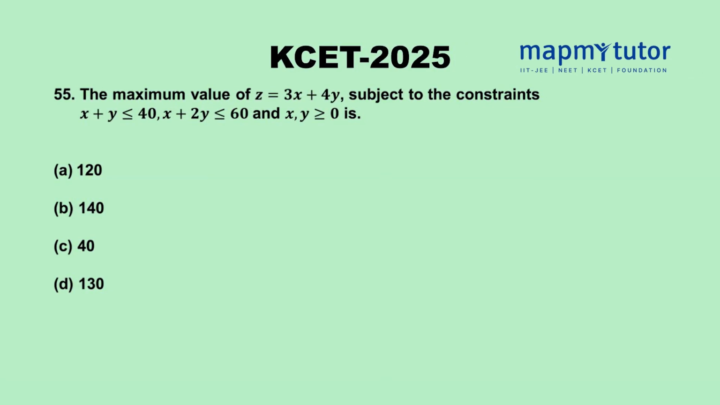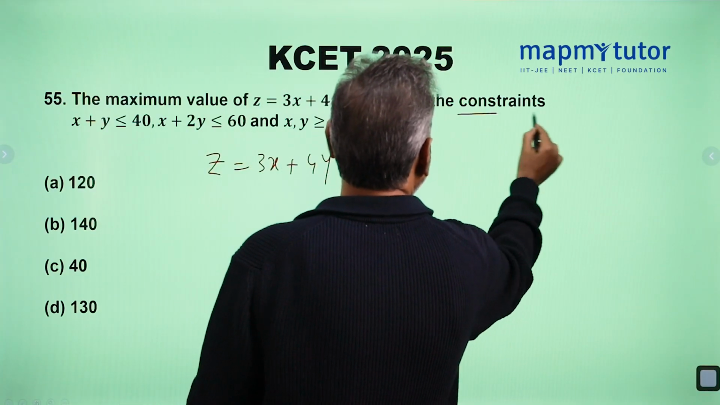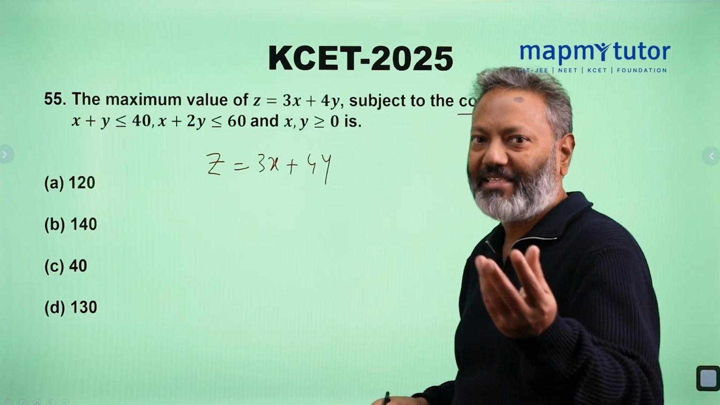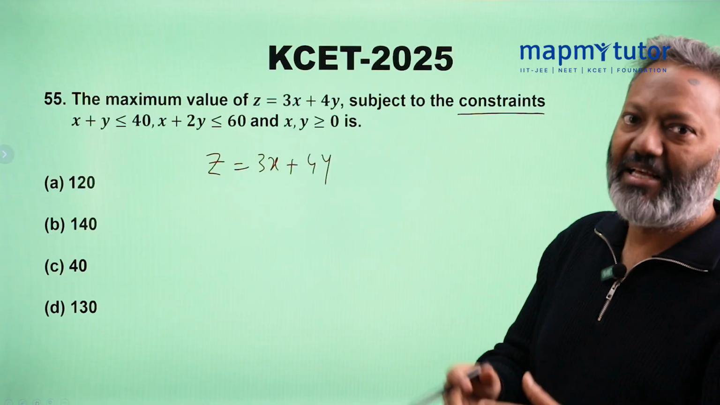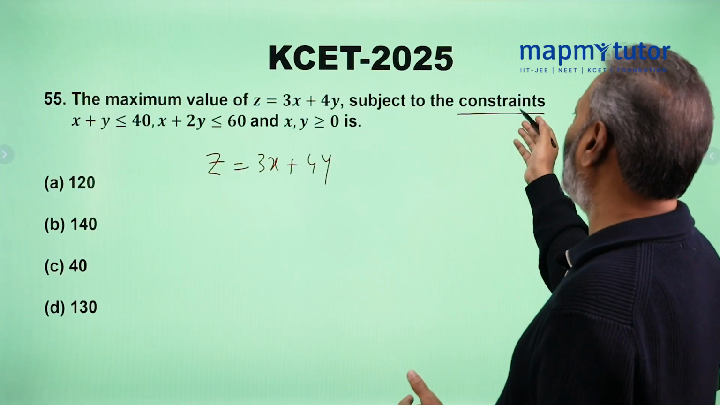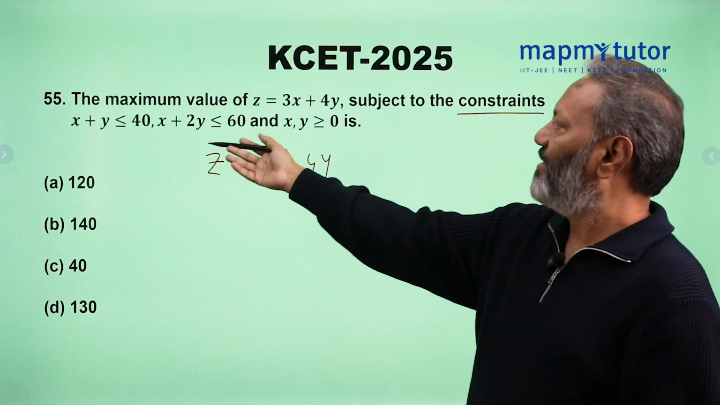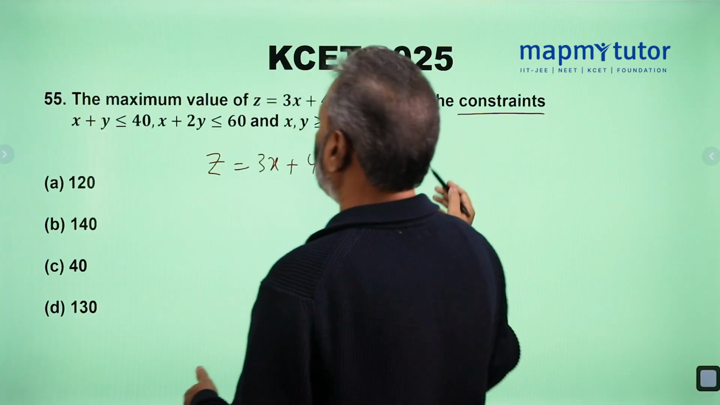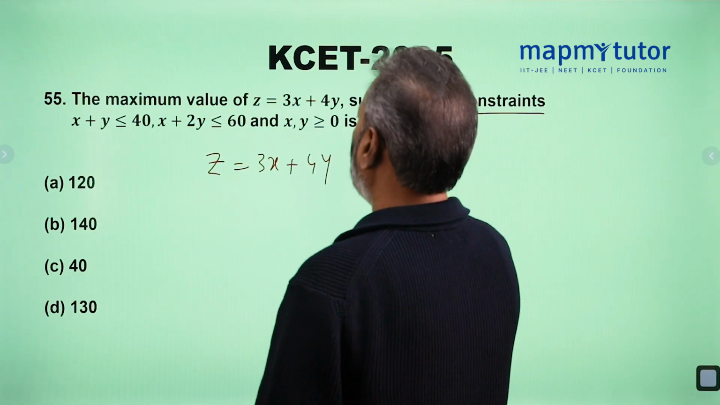The maximum value of z, which is 3x plus 4y, subject to the constraints. See, in the previous question only, they are asking about the conditions, whether they are called constraints or not. And here they clarified it. Yes, constraints. These are the inequalities which are called constraints. What are those constraints?